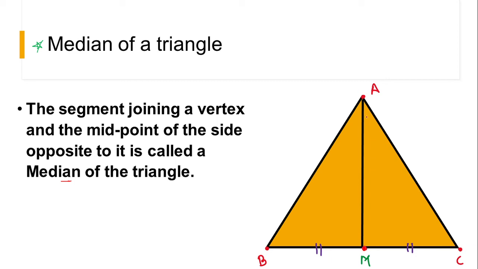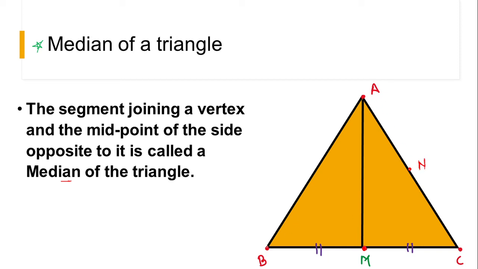If I draw a line which is joining, now who is the vertex opposite to BC? It is A. Suppose I draw a line which is joining A and the midpoint of BC, that is M. If I draw a segment AM, then this segment AM will be called a median. Okay, what is a median? It is a segment which is joining a vertex to the midpoint of the opposite side. Now suppose here I have N. Okay, now this N is the midpoint of AC.